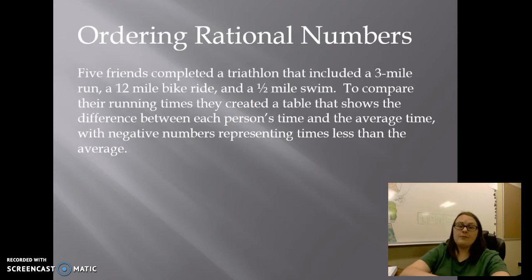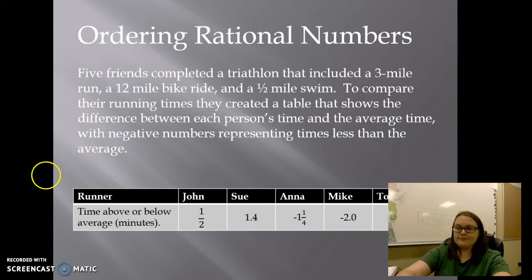Here, we have a problem. 5 friends completed a triathlon that included a 3-mile run, a 12-mile bike ride, and a half-mile swim. To compare their running times, they created a table that shows the difference between each person's time and the average time, with negative numbers representing times less than the average. And here we have our table. I'll move my face so you can see the table.